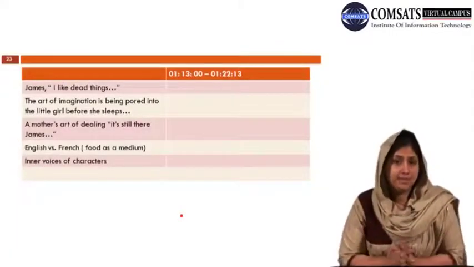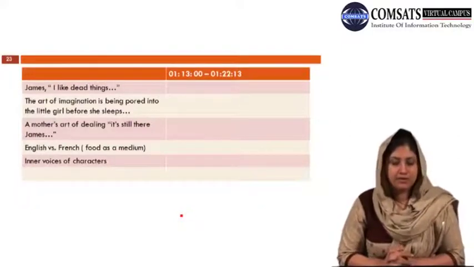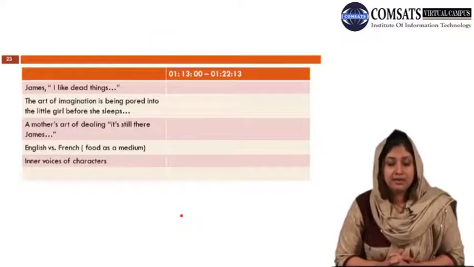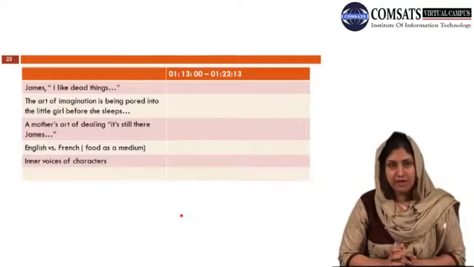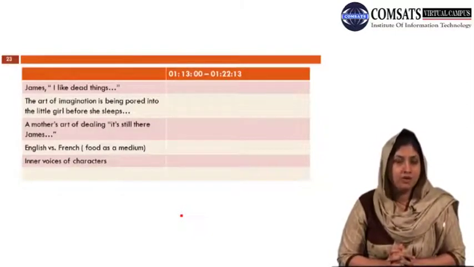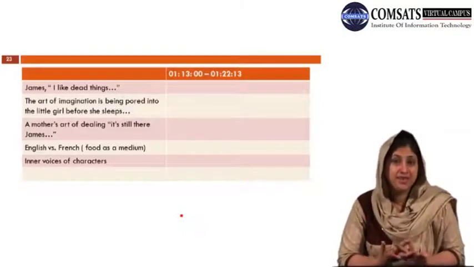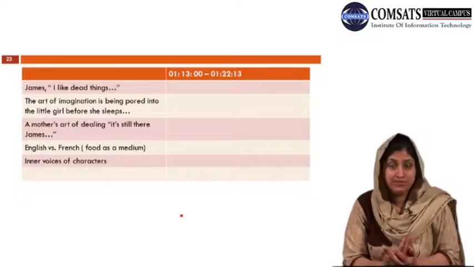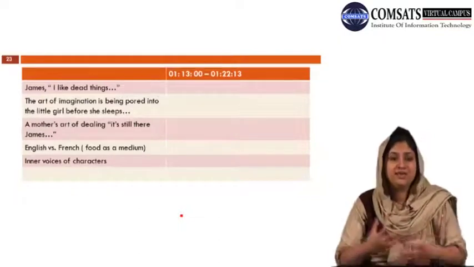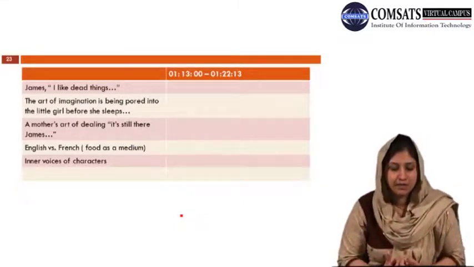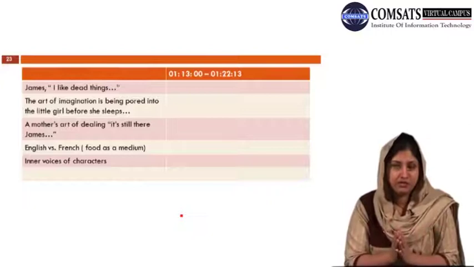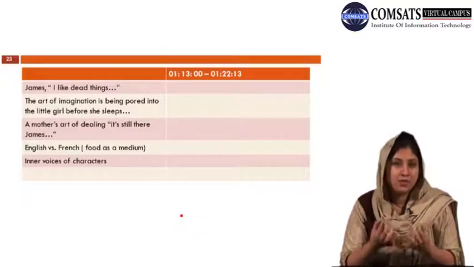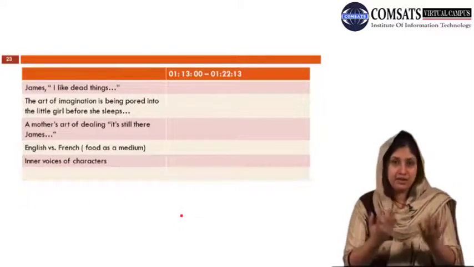Well, now, this clip will give you some more voices from the character. How James looks at life. Then the art of imagination is being poured into the little girl before she sleeps. How Mrs. Ramsay looks at life. How we give different meaning to life. And how a mother helps her children to create these meanings. How domestic life, how social life helps an individual to create that sense of creating meaning of life. And we will also see a small bit of comparison between English versus French, giving us a way to understand the inner voices of characters later in that clip that I want you to observe.